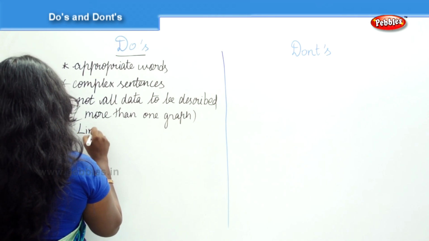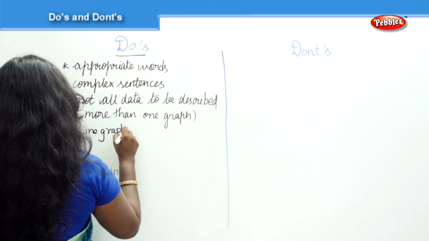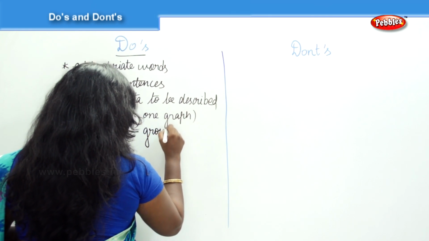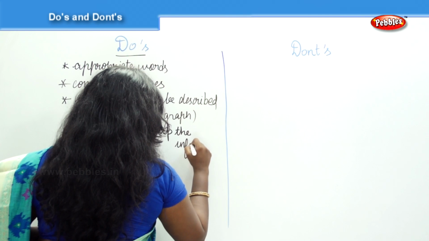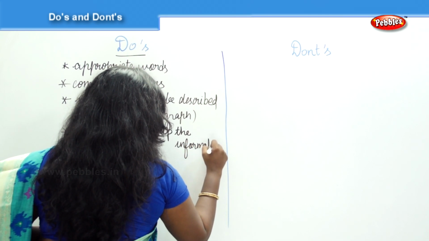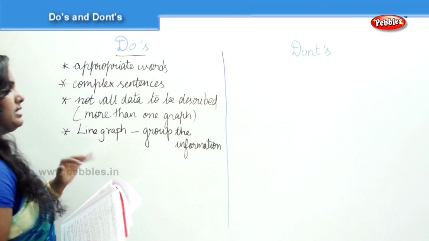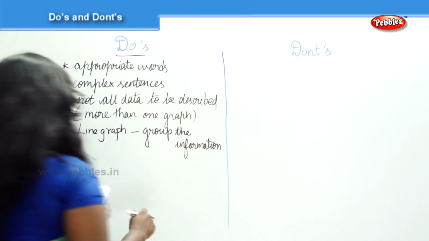Coming to the next point, in a line graph, group the information properly. Group the information and then start writing the answers so that there is nowhere that you can be misled.